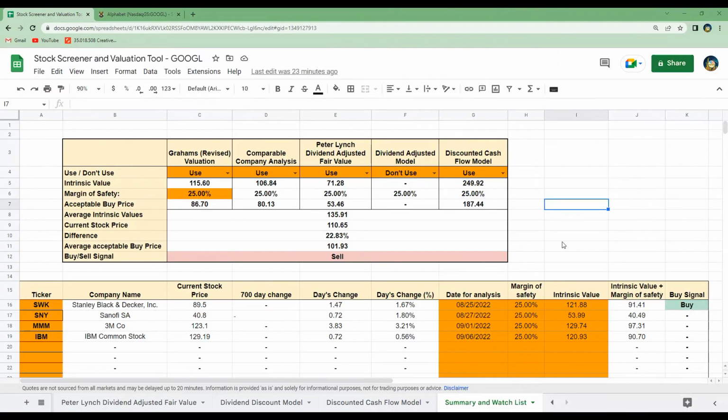On the final page, we have the summary and watch list, containing the results from our 5 different intrinsic valuation models, and also a watch list with the stocks we have previously analyzed here on this channel. If we look at the intrinsic values from Graham's valuation and the comparable company analysis, we can see they're quite similar. Peter Lynch dividend adjusted fair value is found to be somewhat lower than the other 2 valuations.